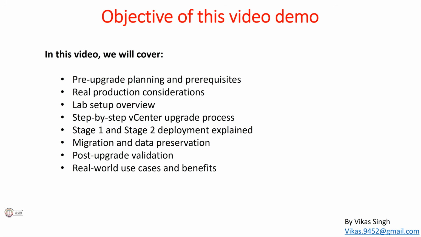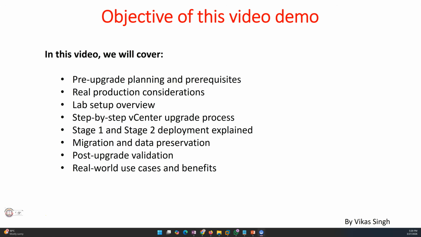We will cover pre-upgrade planning and prerequisite checks, and real production considerations. We are going to review the lab setup and the step by step vCenter upgrade process. We will also see the stage 1 and stage 2 deployment explained, and the migration of all the data from the existing vCenter to the new vCenter which we deploy in stage 1 during the upgrade. Then we will do post validation, and see real world use cases and benefits of upgrading your vCenter Server.